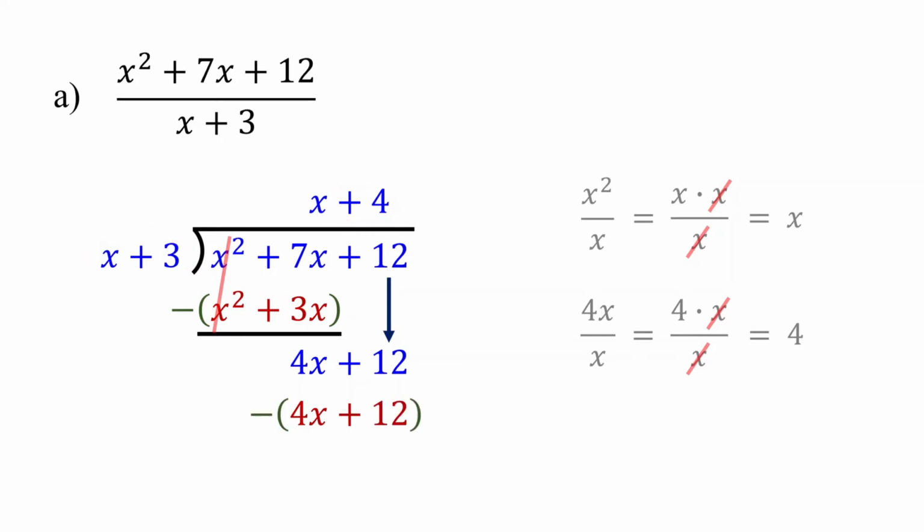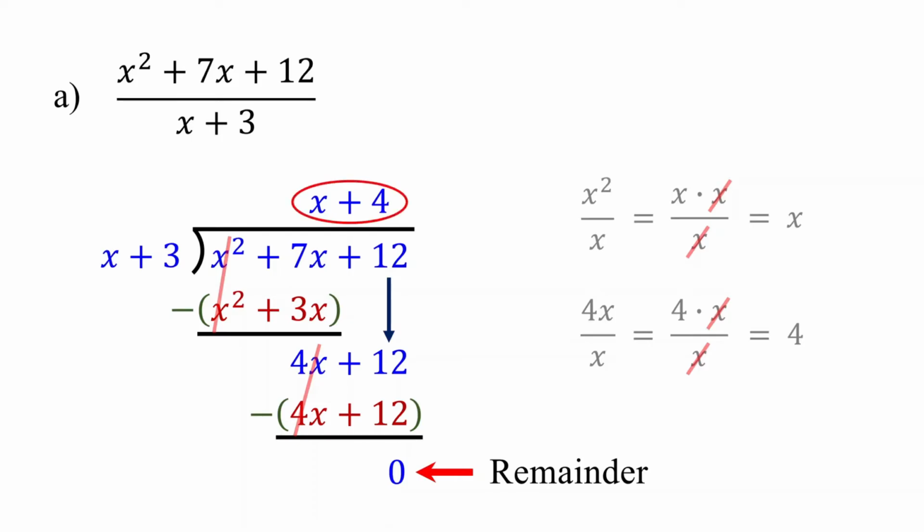Now, we subtract. 4x minus 4x equals 0. They cancel out. By the way, the first terms must always cancel out when you subtract. If they don't, you made a mistake when you divided or multiplied. So, you need to go back and check the previous steps. 12 minus 12 is 0, which means our remainder is 0. Therefore, the quotient is x plus 4, which is the answer for this division.